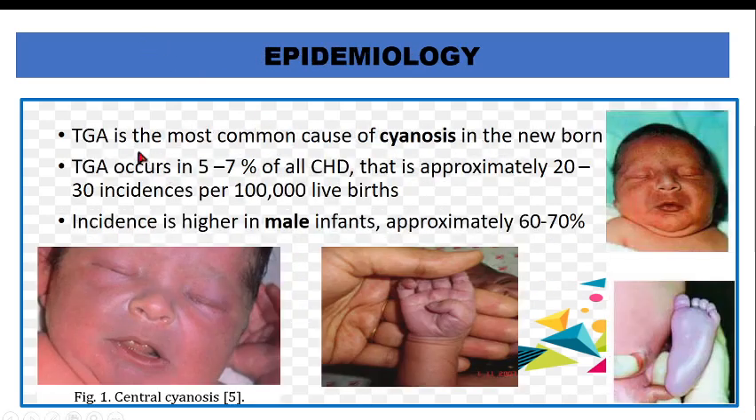Okay. Now, this is the most common cause of cyanosis. Can you see the cyanosis here? This TGA occurs in 5 to 7% of all congenital heart disease, 20 to 30 incidences per 1 lakh live births, and more in males as compared to females, that is 60 to 70% in male children. So this is central cyanosis.